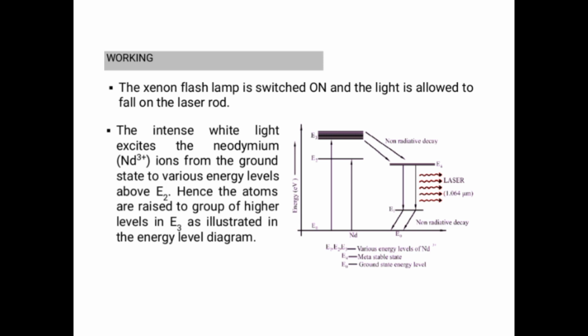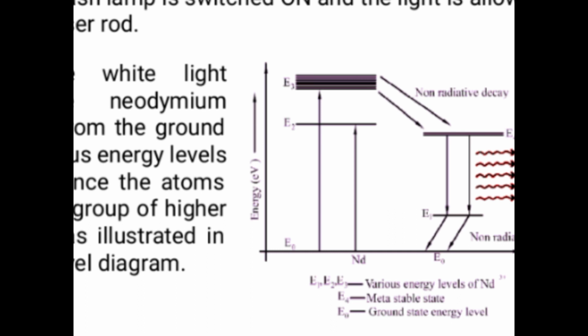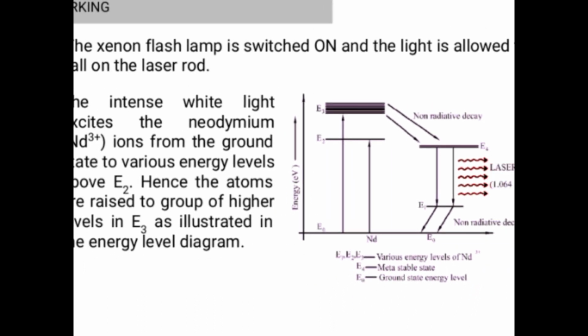It is not a metastable state; it is a state which can be occupied by the neodymium ions. From this E3 state, everything can come down to the lower energy levels. There are two lower energy levels, one is E4 and another one is E2. From E3 to E4, all the atoms come down by non-radiative decay. So now E4 can be called a metastable state.